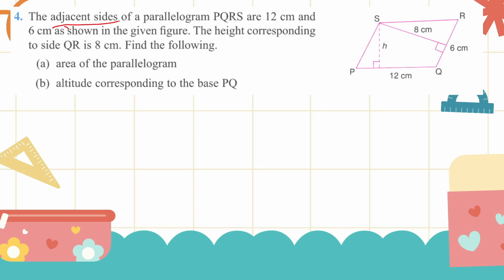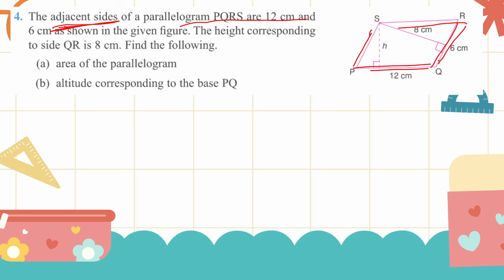the adjacent sides. What is the meaning of adjacent? You all know that. We have already discussed it many times. Adjacent means this, like PS and PQ. These two sides, or PQ and QR. These two sides, or QR and RS. These two sides, which have the common vertex. Those sides are called adjacent sides of a parallelogram.